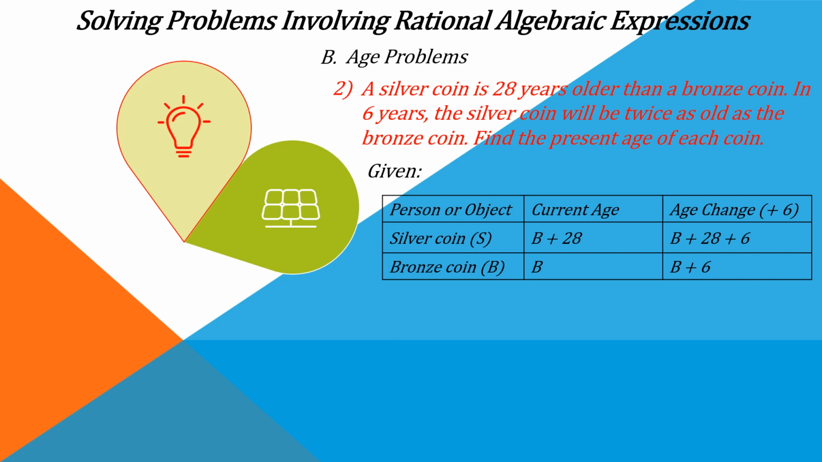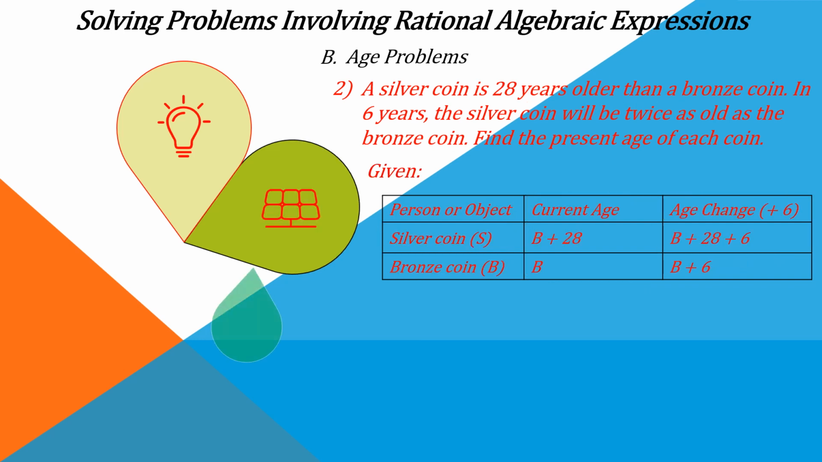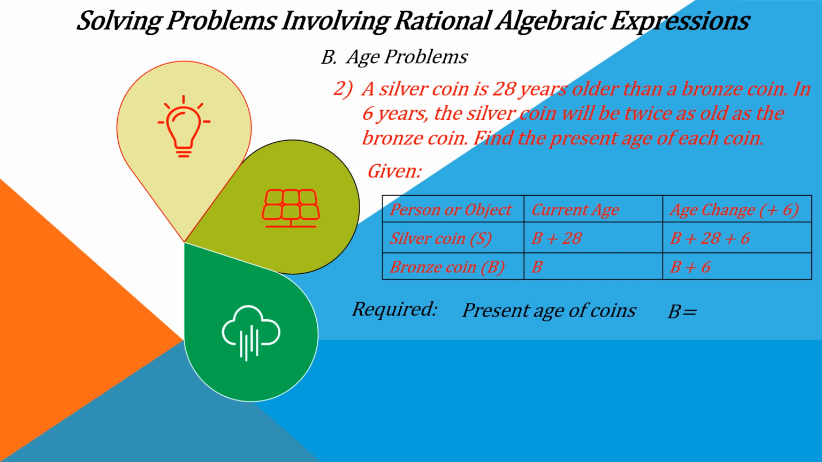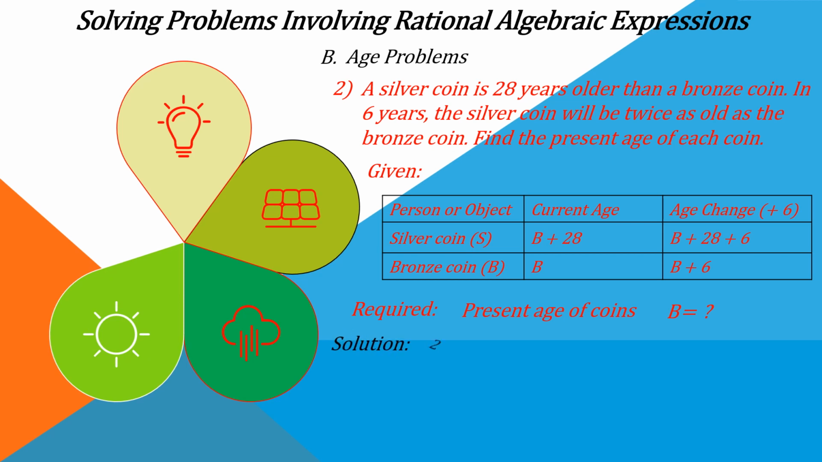As we are doing, we take all the given. Again, we have the table. In the table, we have the objects, silver and bronze, then current age, and then age after 6 years, so this is plus 6. Current age of bronze is B, and current age of silver is B plus 28, because silver is 28 years older than the bronze. Now, after 6 years, B plus 28 plus 6 is the silver coin's age, and the bronze is B plus 6. Required: present age of coins, B is equal to question mark, and S is also question mark.